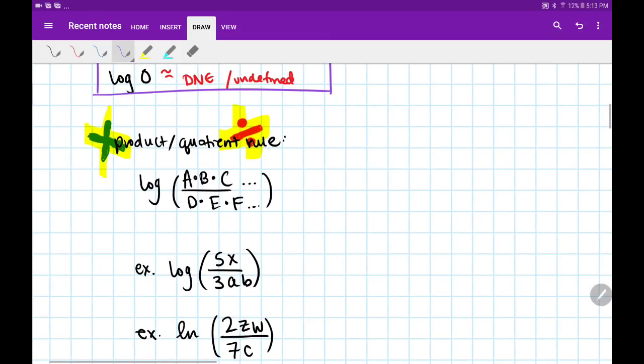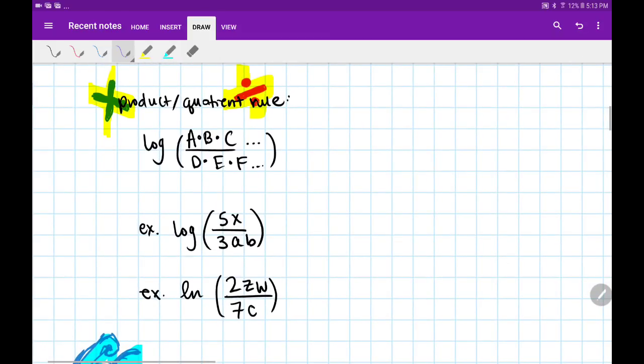Now you're learning a new rule. I call it the product or quotient rule, and this is what it says. If I have the log of a whole bunch of terms being multiplied and divided together, this is what the properties of logs say. Each of these pieces that's multiplying, let's see how many we have here: 1, 2, 3, 4, 5, 6. Each of them is going to get their own log, and it looks like this: log of A plus log of B.